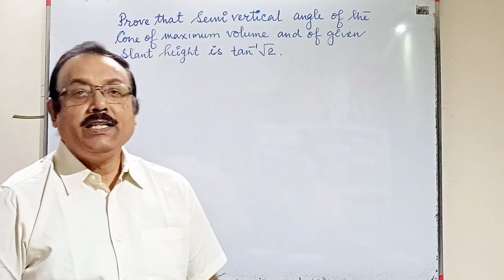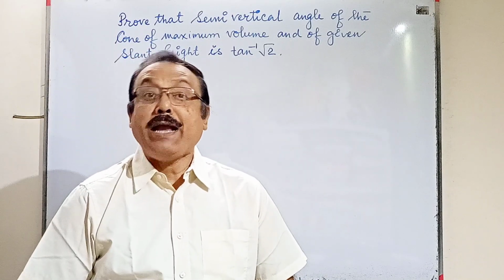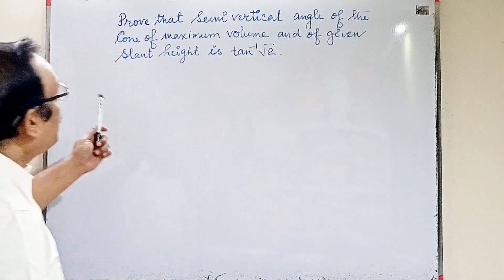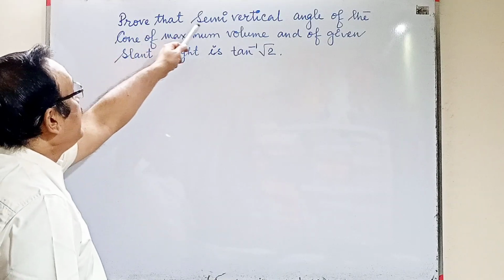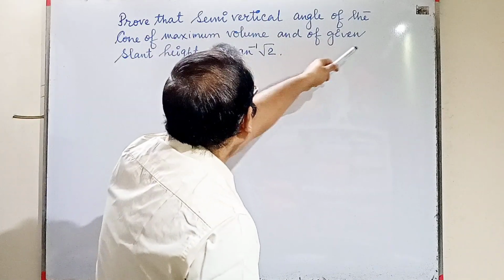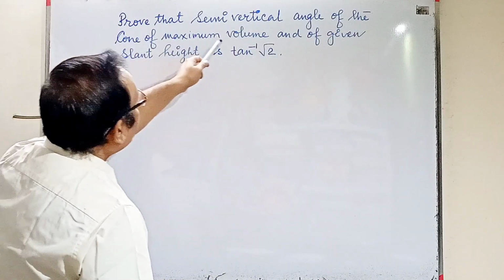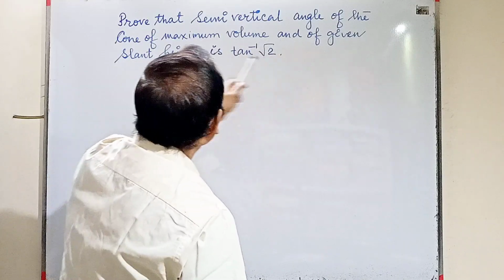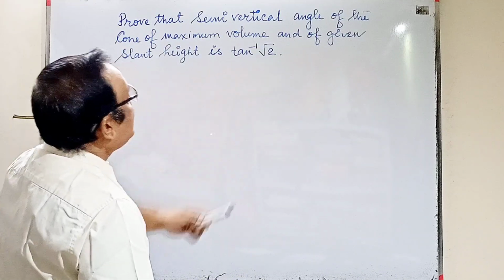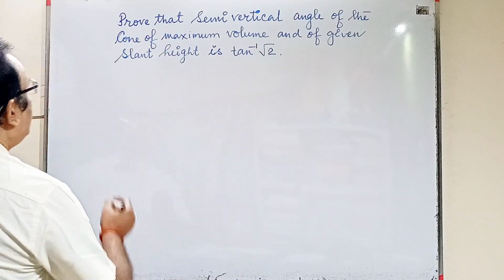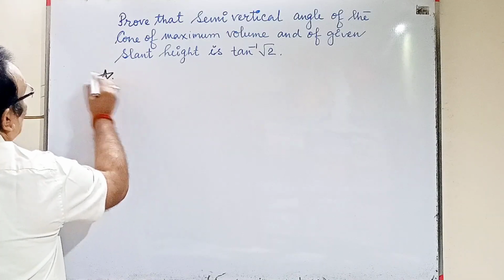Our today's question is from application of derivatives, maxima and minima. The question is: prove that the semi-vertical angle of the cone of maximum volume and of given slant height is tan inverse root 2. So this is a question of a cone.